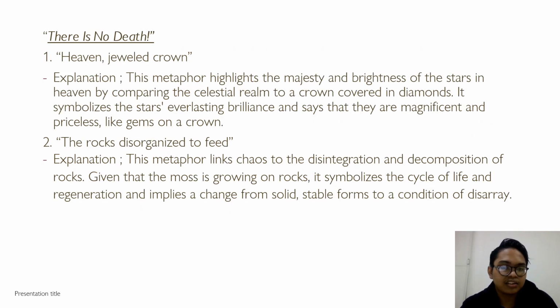This is from the second poem: "Heaven's jeweled crown." Explanation: this metaphor highlights the majesty and brightness of the stars in heaven by comparing the celestial realm to a crown covered in diamonds. It symbolizes the stars' everlasting brilliance and says that they are magnificent and priceless, like gems on a crown.